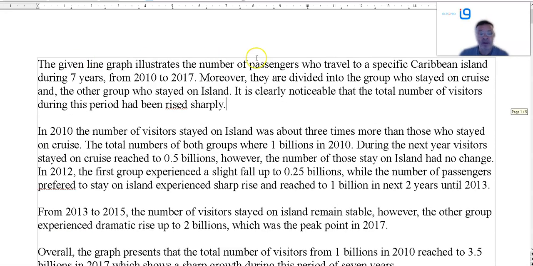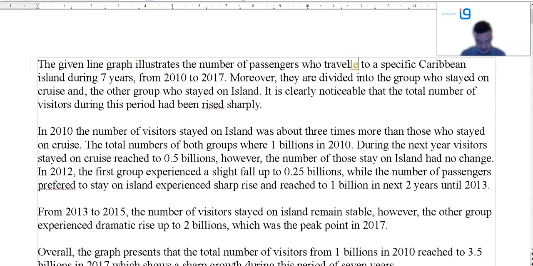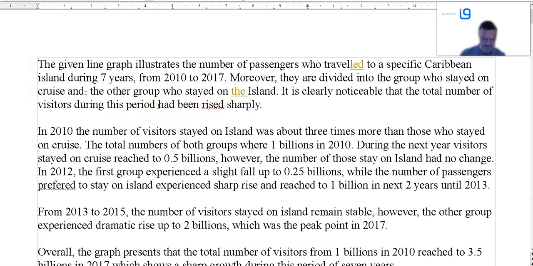So the given language, right. So first, watch for tenses. The number of visitors divided into the group and the other group who stayed on the island... Clearly noticeable to others in this period had been raised. Rose sharply. Because the whole period is in the past. So during that period, rose.